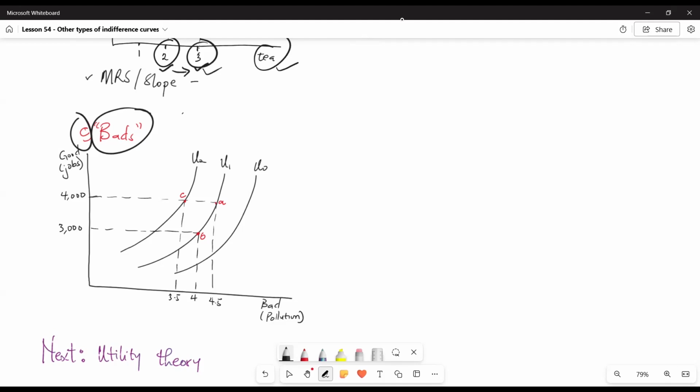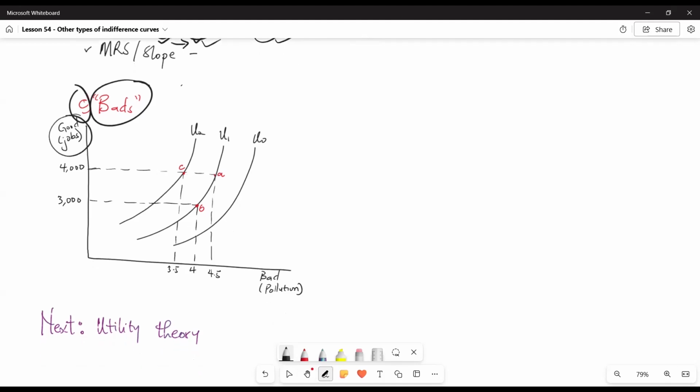If we draw an indifference map for two commodities, one considered good represented on our y-axis and one considered bad on our x-axis, this figure shows that the indifference curve is upward sloping in this case. Consider bundle A on indifference curve U1, which consists of 4.5 units of the bad and 4,000 units of the good commodity. Suppose we have to make a trade-off between the two commodities. Let's consider the bad as pollution and the good commodity as jobs.